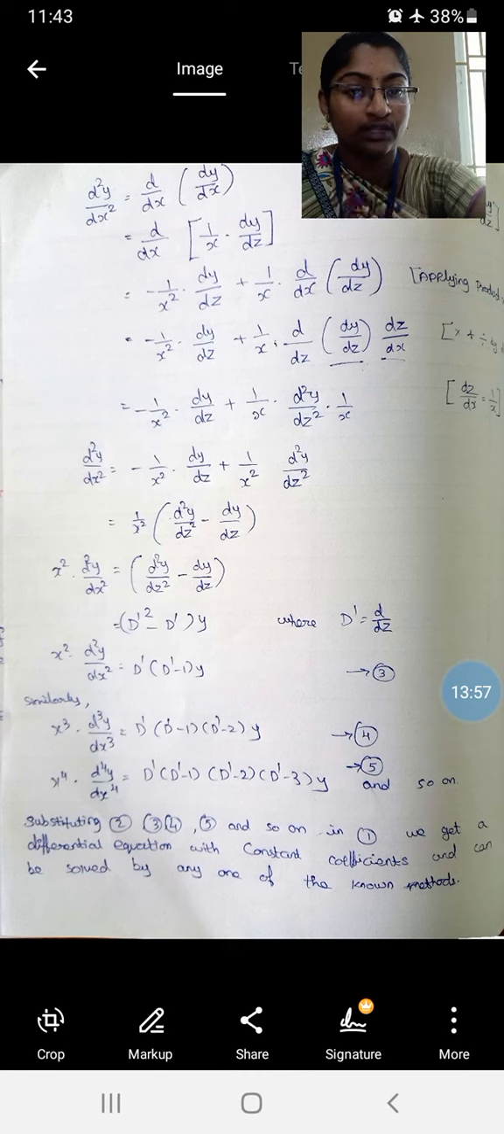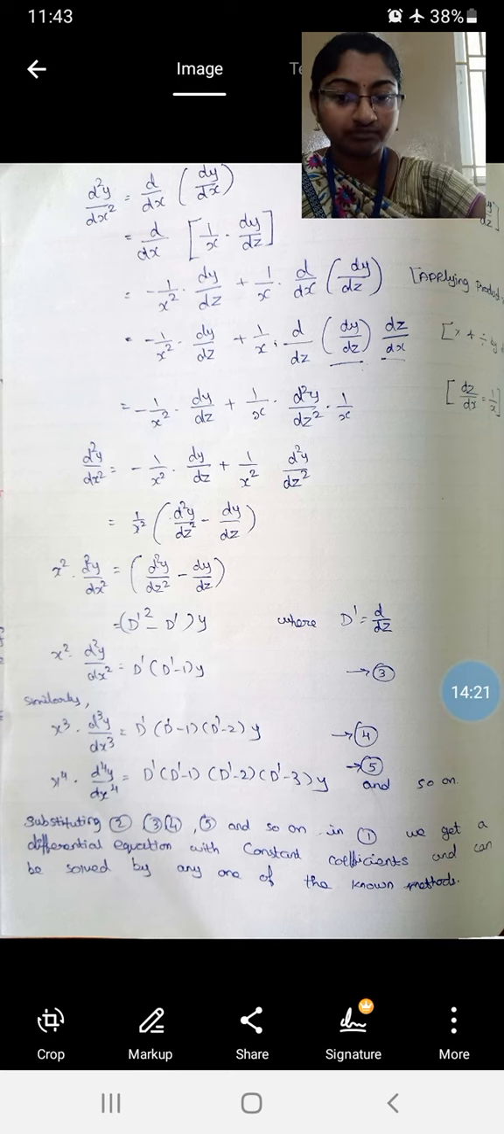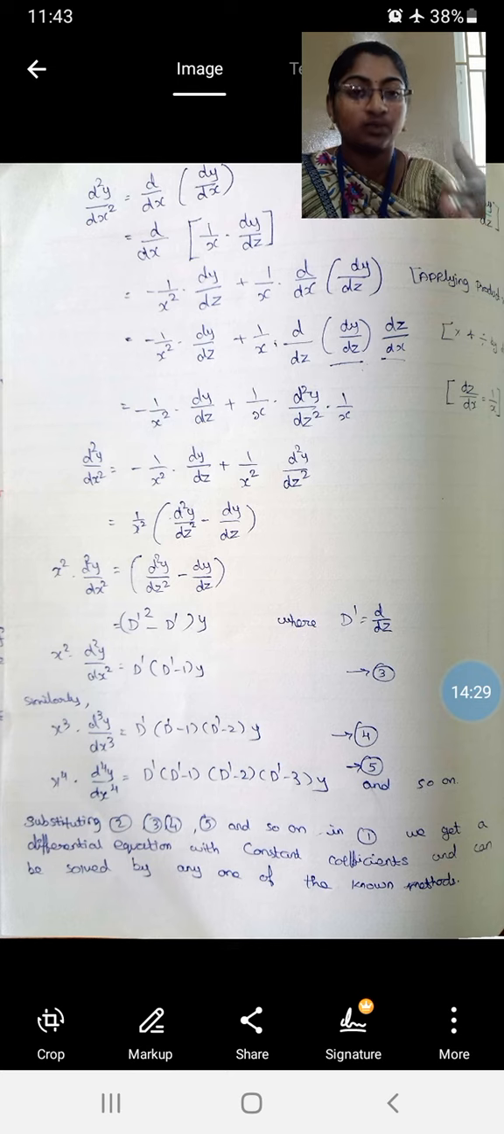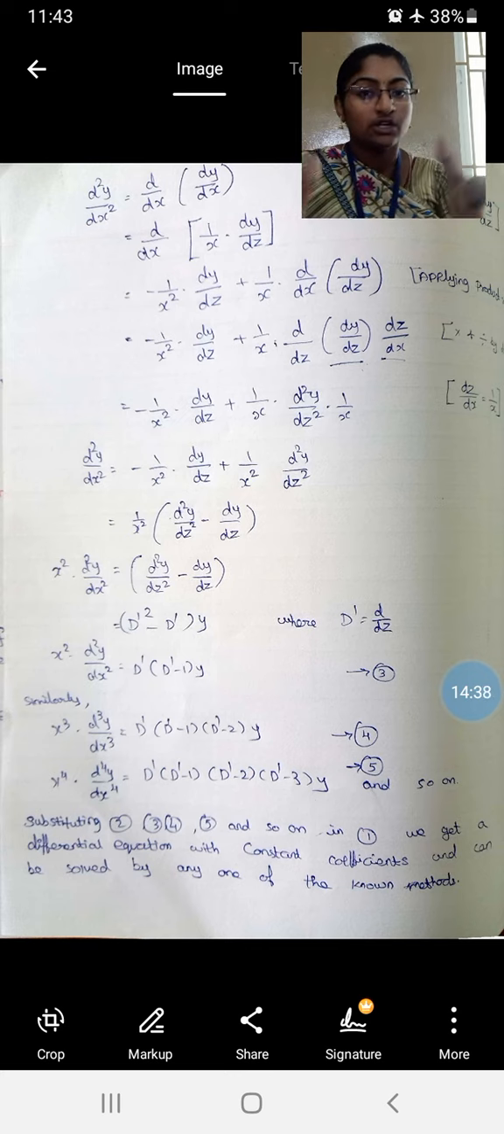Take this x square to the right hand side, so it becomes multiplication: x square into d square y by dx square equal to d square y by dz square minus dy by dz. I am writing this in operator form as D dash square minus D dash into y, where D dash equals d by dz. So this is the value for x square. Similarly, we can find the values for x cube, x power 4, x power 5, etc. While substituting all these equations 1, 2, 3 and so on into equation 1, we get a differential equation with constant coefficients. Then we can apply any one of the earlier types to solve the equation.